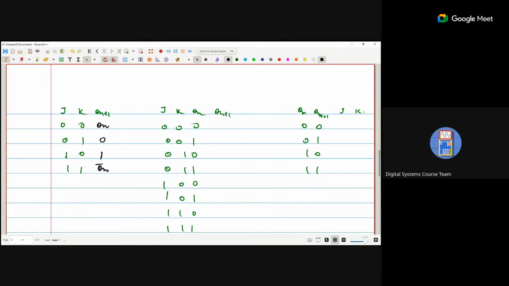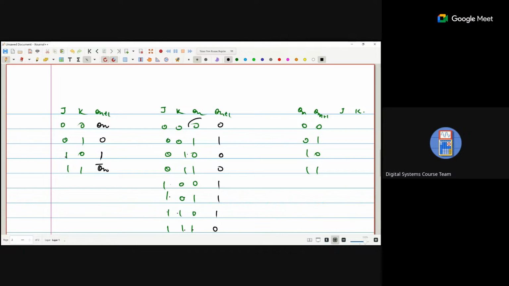Okay, so if 00, Qn plus 1 is Qn. If it is a 01, we are getting a 0. If it is a 10, we are getting a 1. If it is a 11, we are getting a Qn bar. So Qn is 0, so Qn plus 1 is 1. If Qn is 1, so Qn plus 1 is 0.